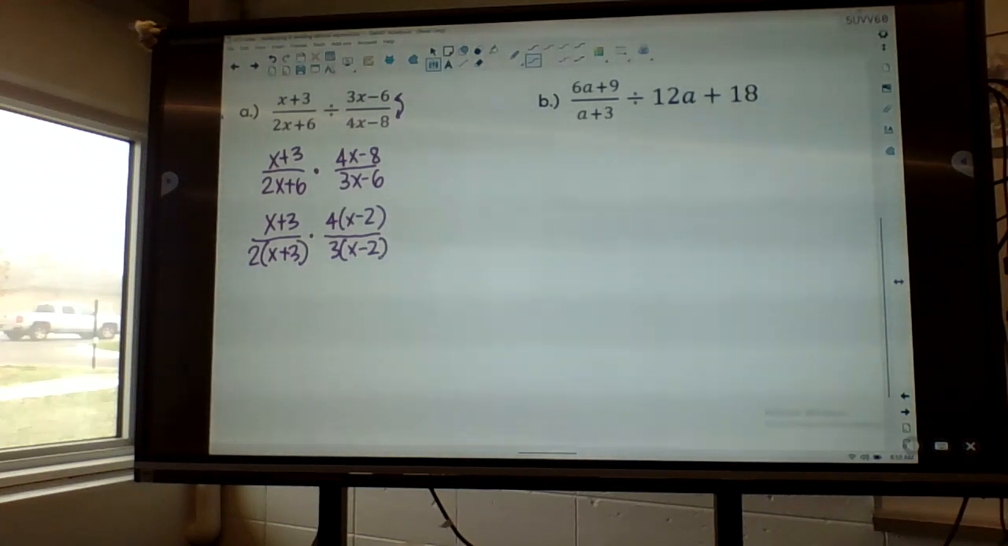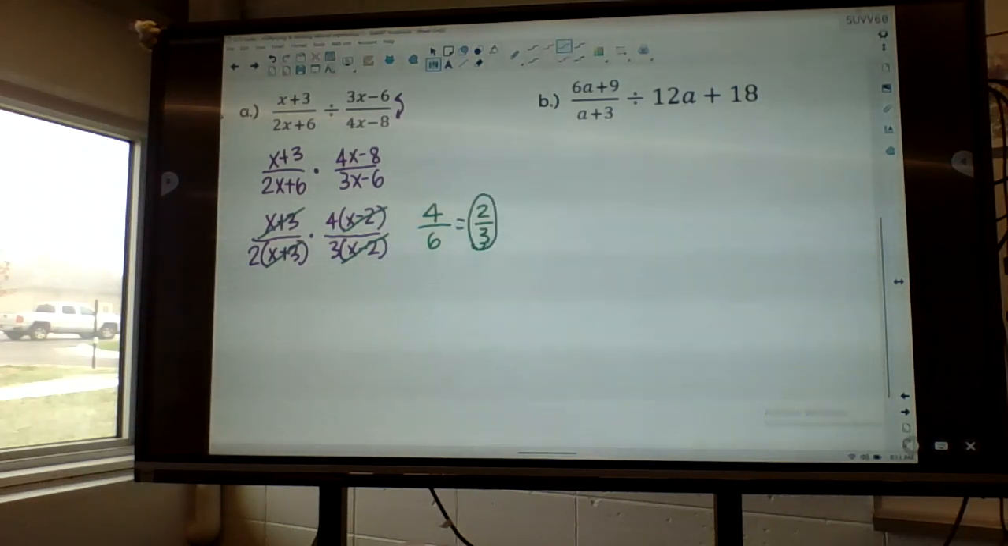And anything that's on the top and the bottom now, we can cancel. So I can cancel these x minus 2s and these x plus 3s. On the bottom, we have 2 times 3, which is 6. But 4 over 6, I would like to simplify. I don't want to leave that, so I'm going to call that 2/3. So a lot cancels out of this. Initially that problem looked totally crazy and there was a lot going on there, but we get it down to just 2/3.